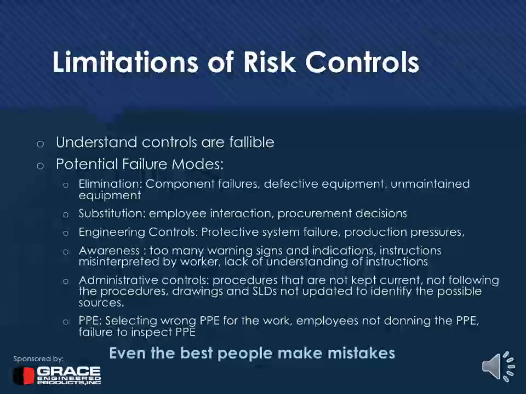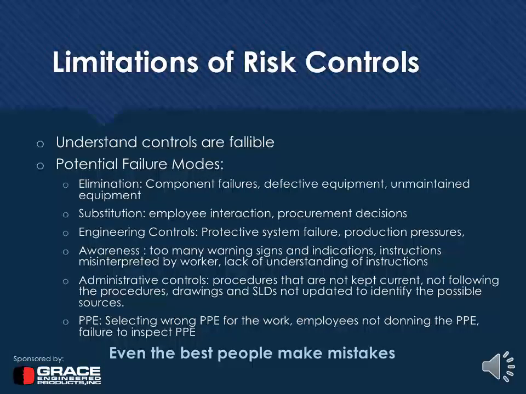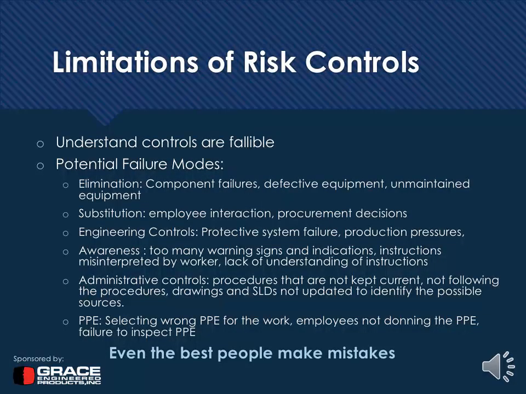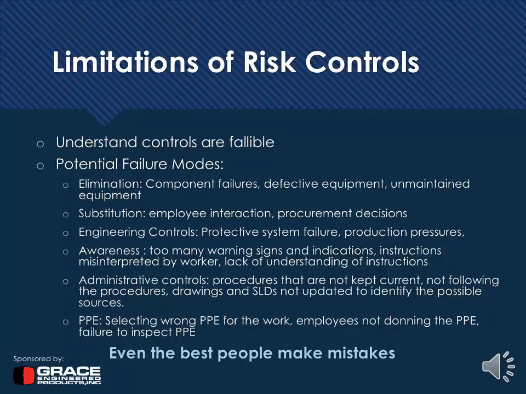Let's take a look at some of the limitations of the risk controls that I've shown in the previous slides. First and foremost, I want you to understand that controls are fallible. There are potential failure modes that exist with every type of control that you see in the risk control hierarchy. For example, let's take a look at elimination. A component failure, defective equipment, improperly maintained equipment, and some other things could lead to an incident, right? You can do substitution, but employee interaction, which you don't have control over, and sometimes the procurement decisions that people make in selecting the components can lead to failures.